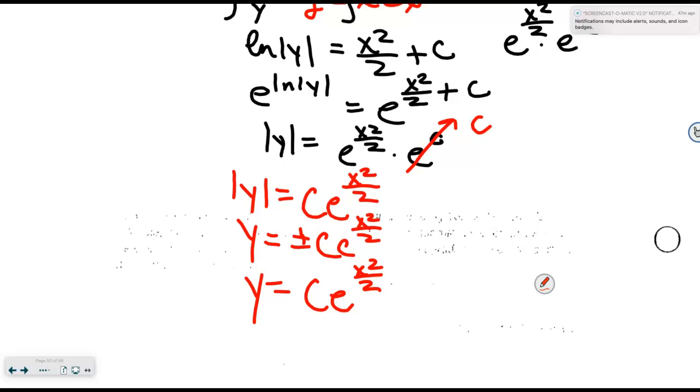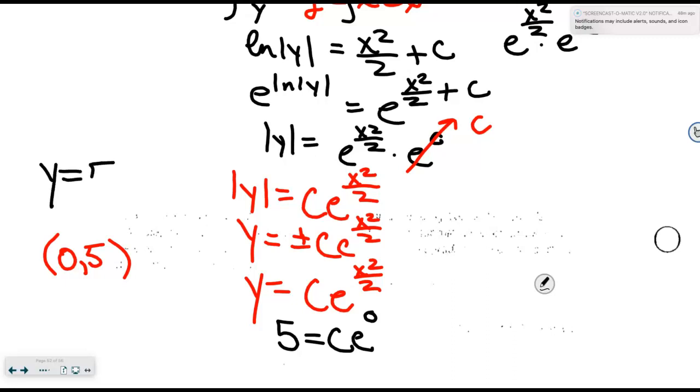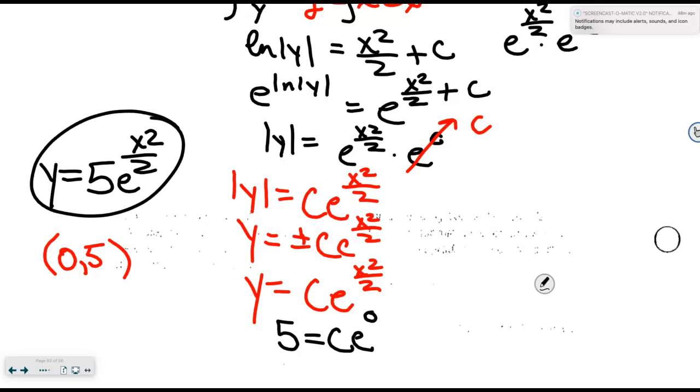So this is called a general solution. This one we did yesterday. This one would be done, except this is the particular one that goes through the point 0, 5. So now what I have to do is replace my y and replace my x. What is my specific constant for this problem? 5. So my answer is y equals 5e to the x squared over 2. That is called a specific or particular solution.